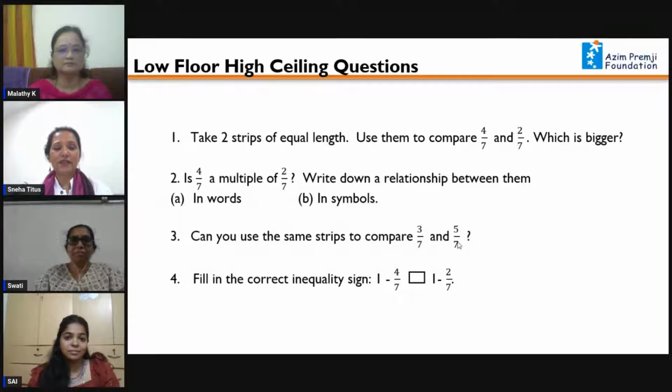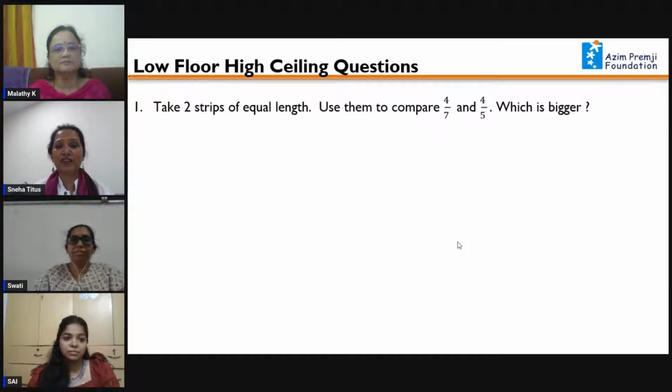So these are the same questions. I'm going to go a little faster because we do have a lot to share with you all. This was when the numerators were the same. Take two steps of equal length, use them to compare. So as you can see, it started exactly the same as the other.